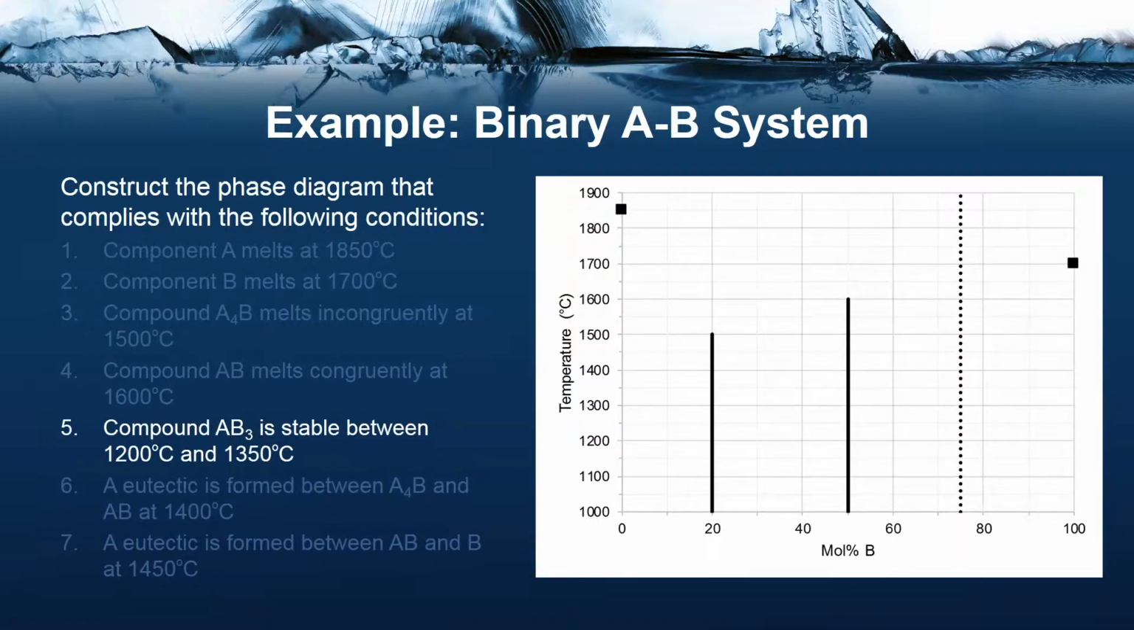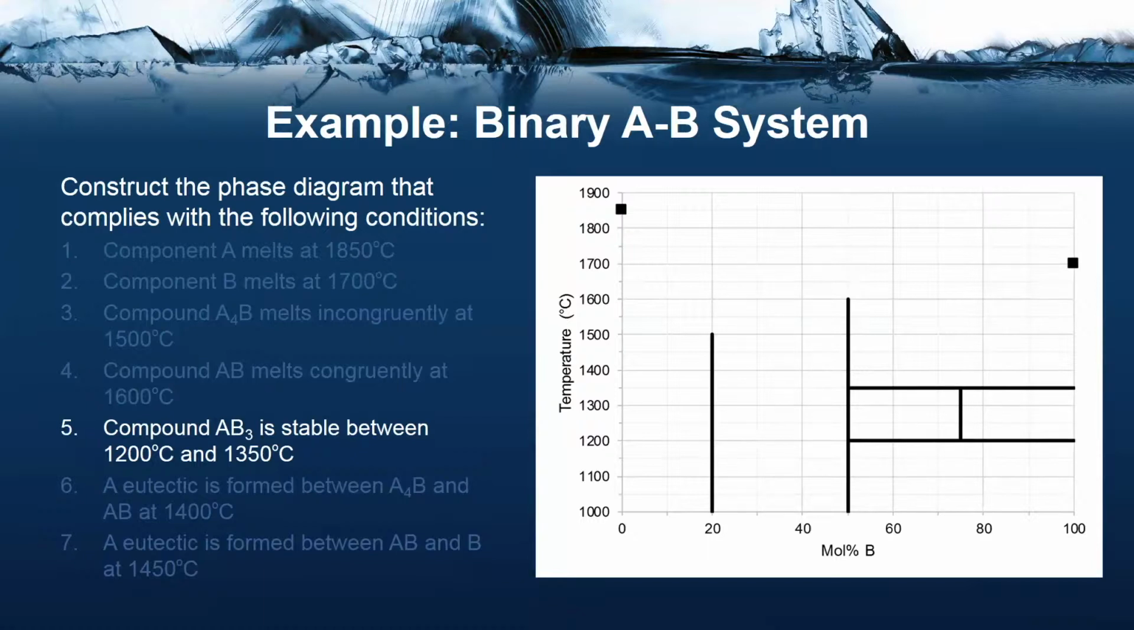Based on the instructions, we can add the lower and upper temperature stability region of this intermediate compound. Now we have a field between 1200 degrees Celsius and 1350 degrees Celsius. In this field, we can solidify the dashed line, marking the stoichiometry of the compound. We'll also remove the remainder of the dashed line.